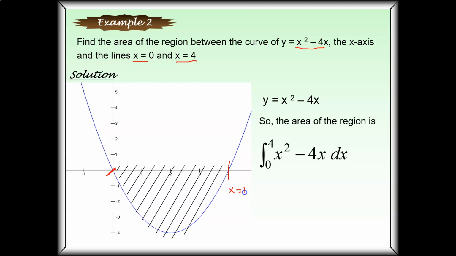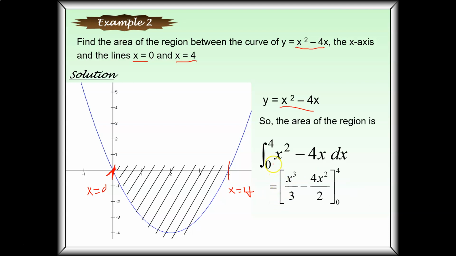This means if we draw a long straight line like this, it is x equals 4. This line is x equals 0, the y-axis. This is x equals 4. So the integration will start from x equals 0 until 4. You integrate the curve from 0 to 4, the curve is x squared minus 4x dx.